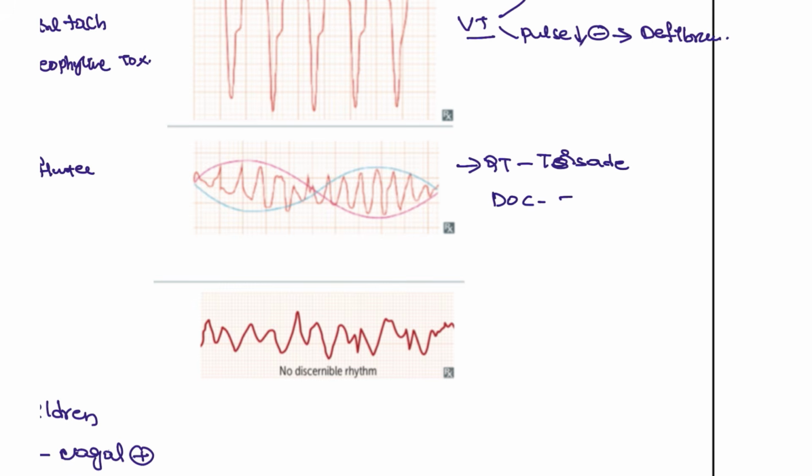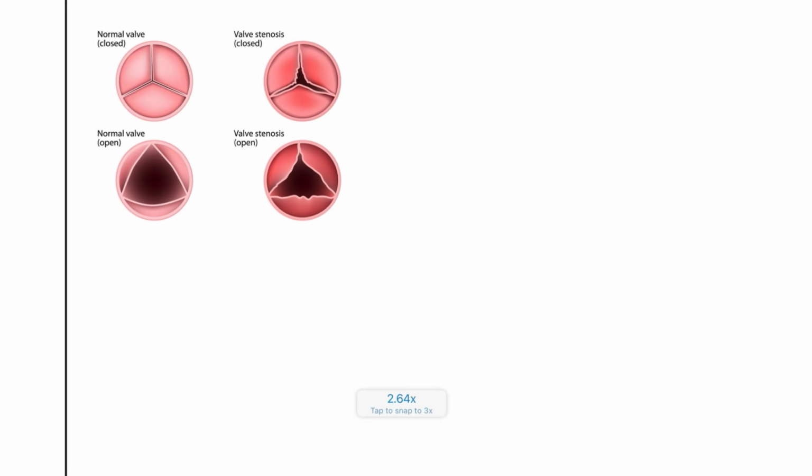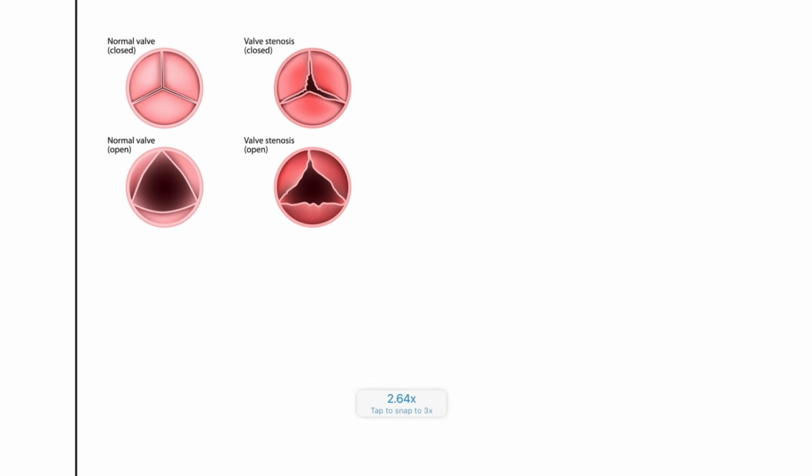For this patient you have to give IV MgSO4, and here this is ventricular fibrillation, and for this patient also defibrillation has to be done. Okay. Next, moving on to the valvular heart diseases, and you also have to remember how we have to treat these patients. So this is a stenosis patient, open stenosis and closed stenosis.